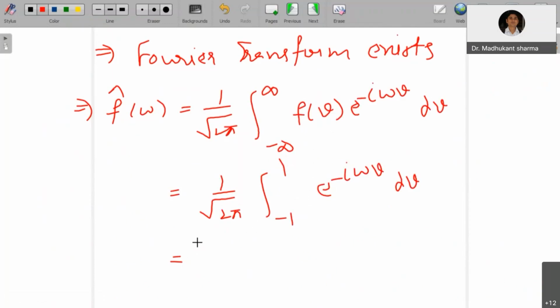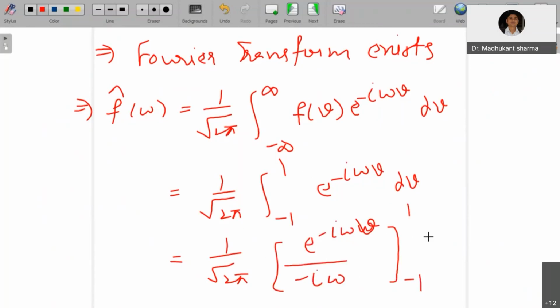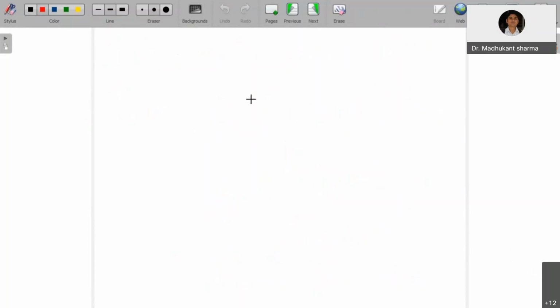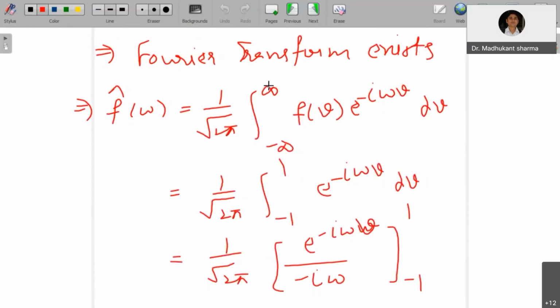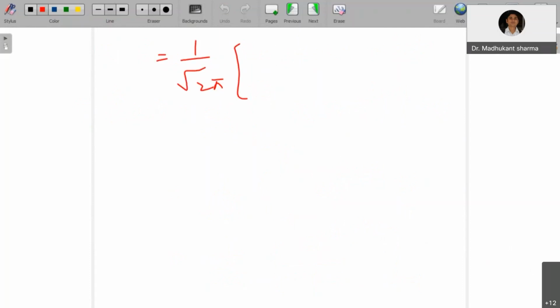And now you know how to integrate e to the power ax: the integral is e to the power ax divided by a. So we get 1 upon square root of 2 pi, e to the power minus i w v divided by minus i w, from minus 1 to plus 1. i is a constant. Now this equals 1 upon root 2 pi, upper limit minus lower limit, carefully. When you put v equals 1, you have e to the power minus i w, minus e to the power plus i w. So e to the power minus i w minus e to the power plus i w, divided by minus i w.